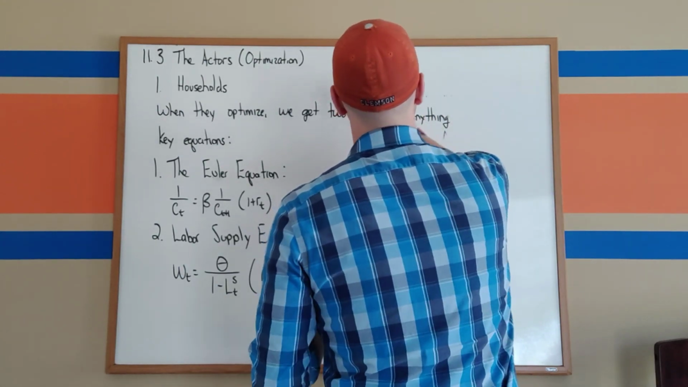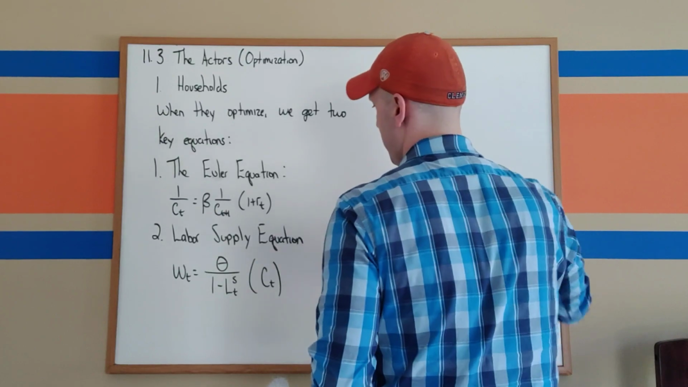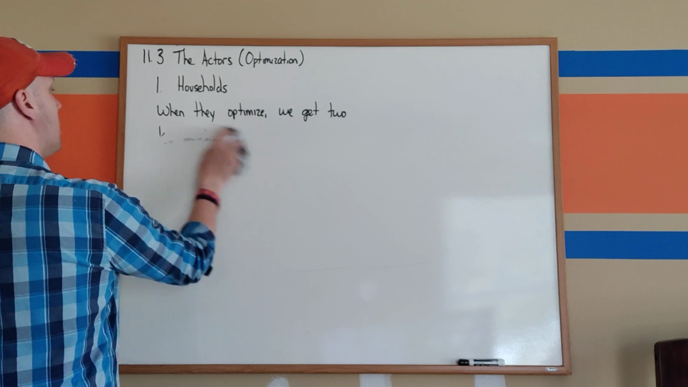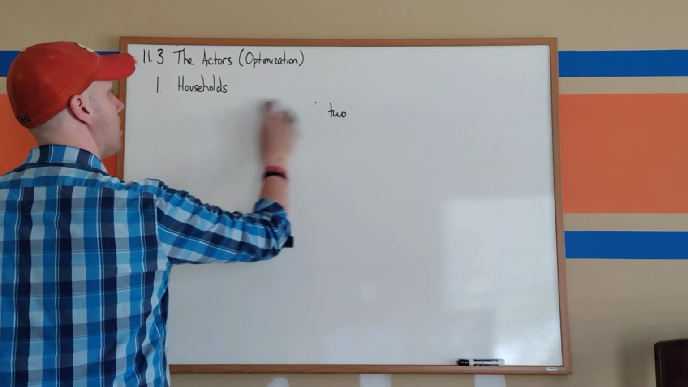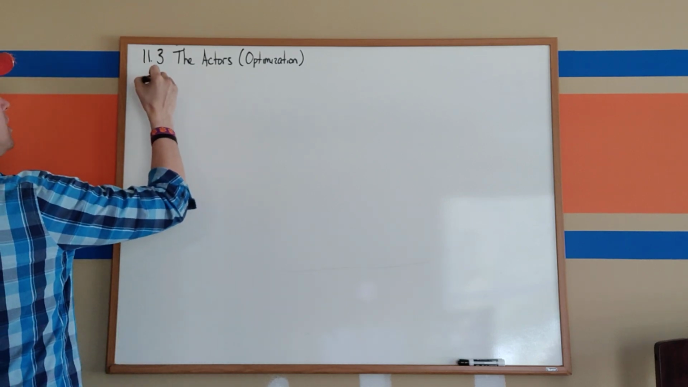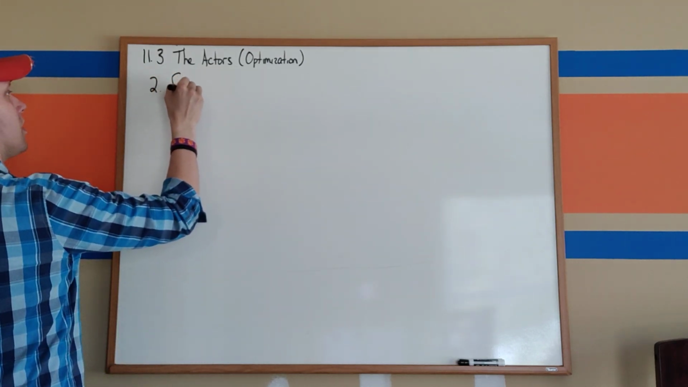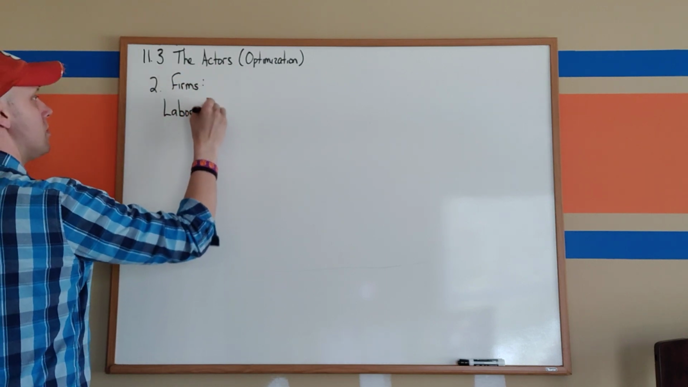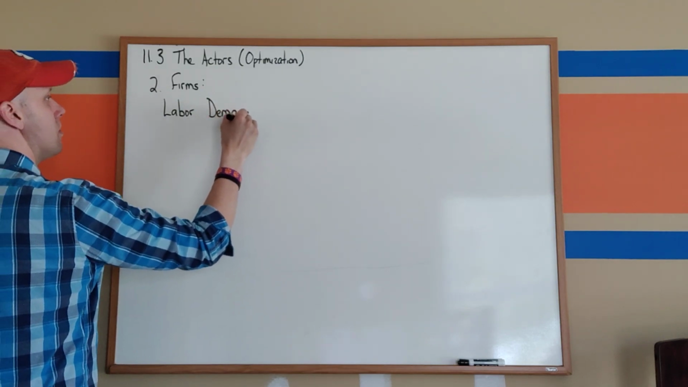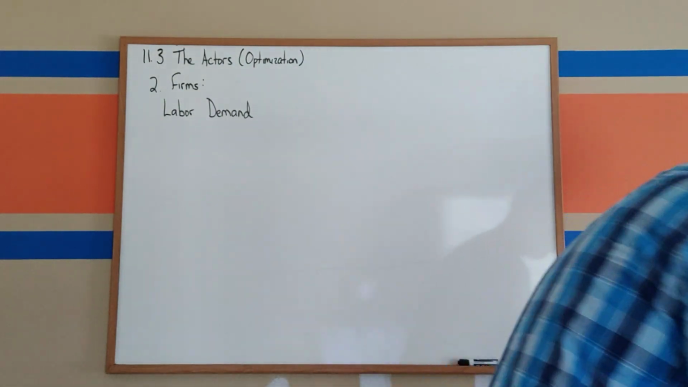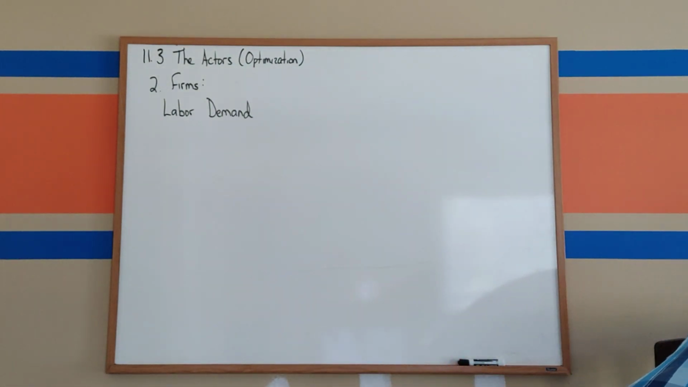So that's just the household, right? But we also have the firm. Now for the firm, I'm not going to show you all this math. I'm just going to sort of tell you what they're going to get. Well, they're going to get labor demand. Why are they going to get labor demand? Well, they need labor to work.